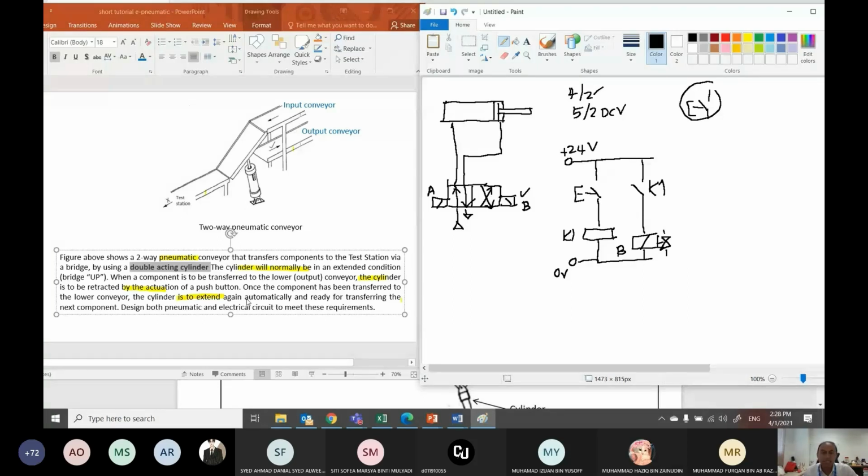Okay. Since the cylinder must extend automatically, the term automatically here shows that you must have a sensor where you will put the sensor in the real application here. You have to put the sensor somewhere. Okay, so you have to put the sensor here.